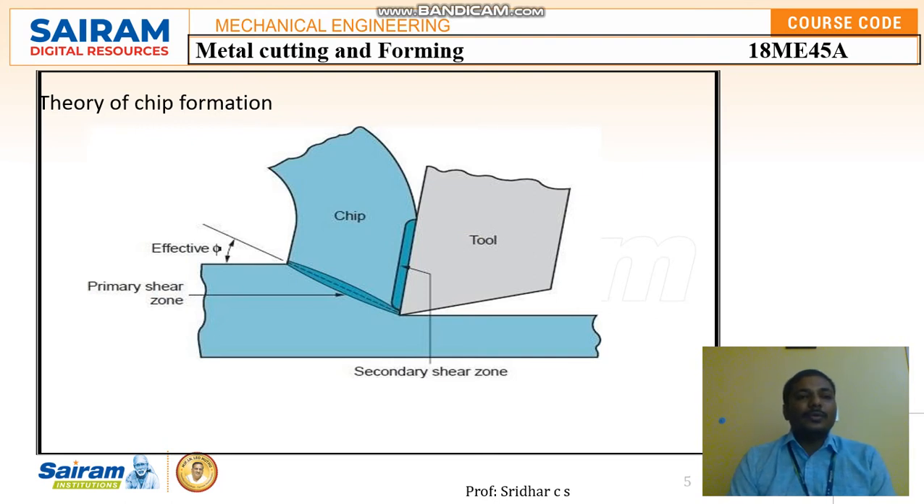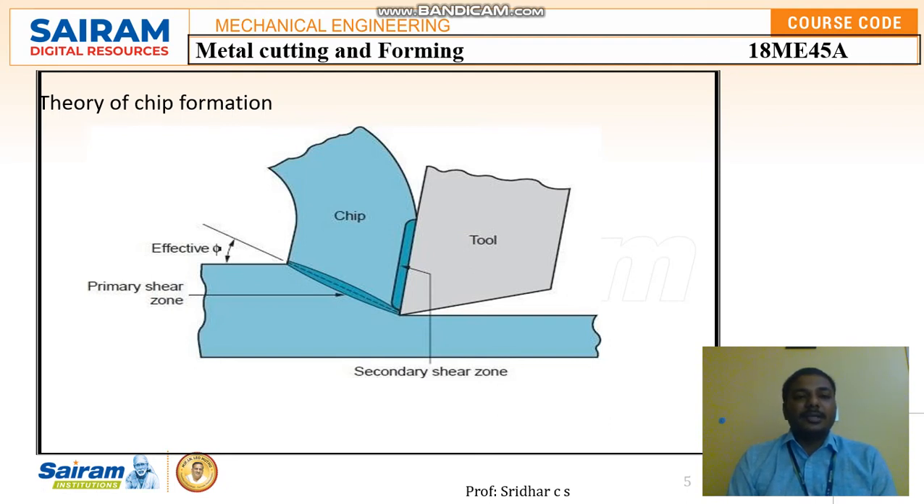So the theory of chip formation is where you can see this workpiece, and this is a tool, where we start removing the excess material, and the chip flow direction. You can see the flow of the chips in a direction. How the chips flow in different directions depends upon whether it is an orthogonal cutting or oblique cutting.